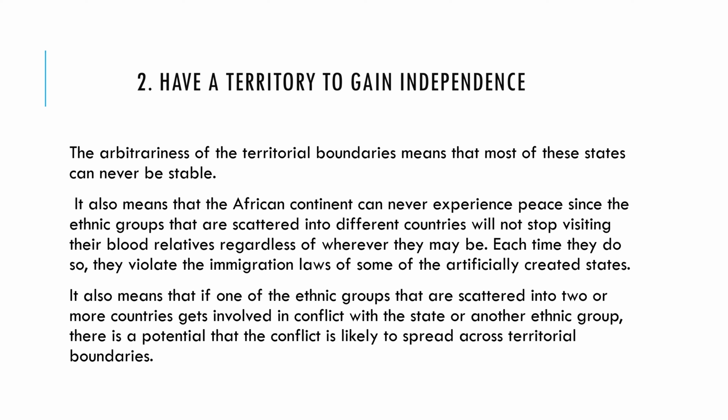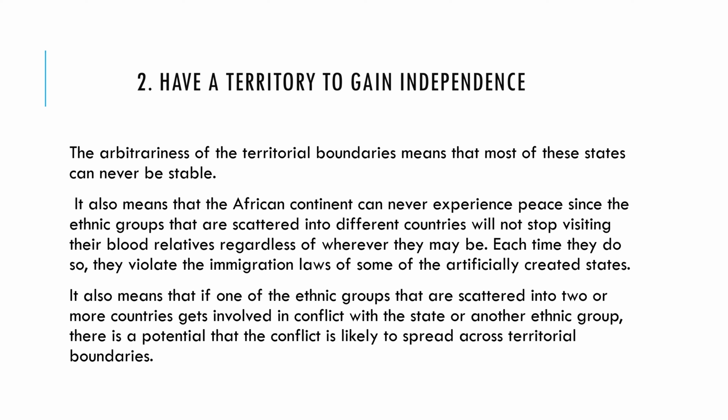The arbitrariness of the territorial boundaries means that most of these states can never be stable. It also means that the African continent can never experience peace, since the ethnic groups that are scattered into different countries will not stop visiting their blood relatives, regardless of wherever they may be. Each time they do so, they violate the immigration laws of some of the artificially created states.